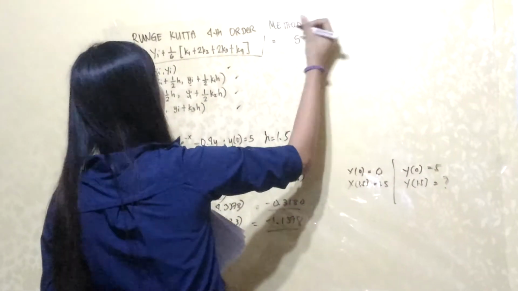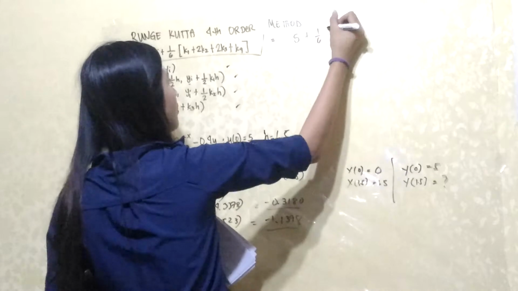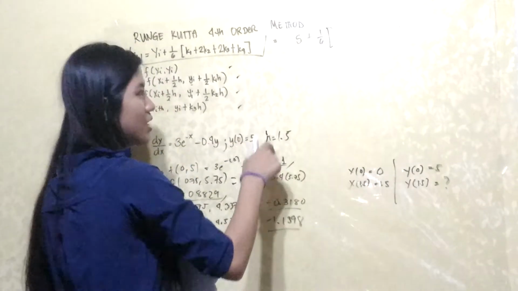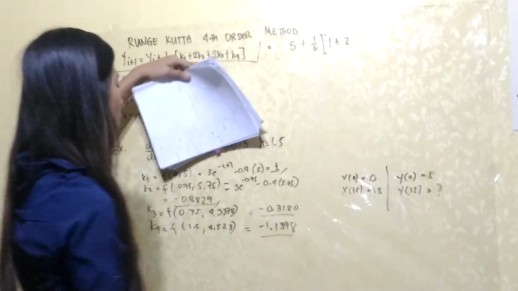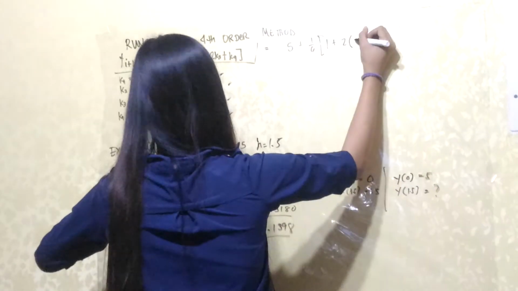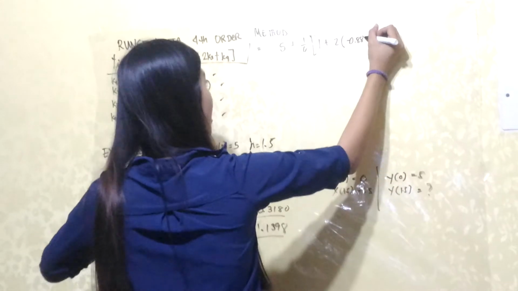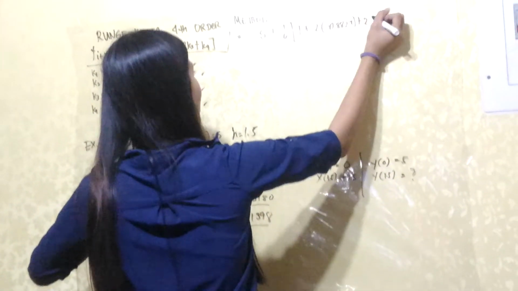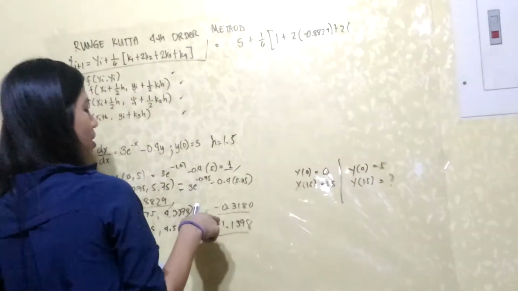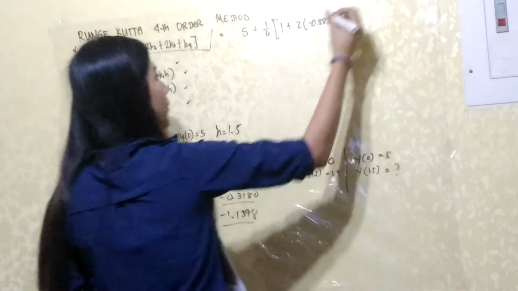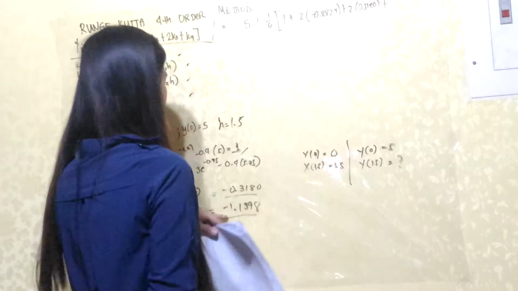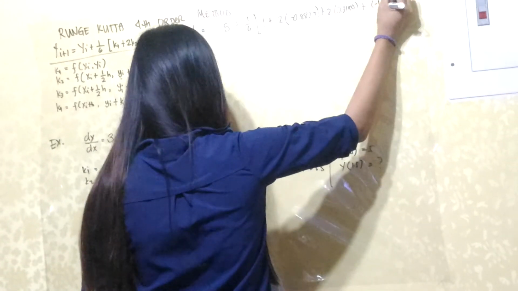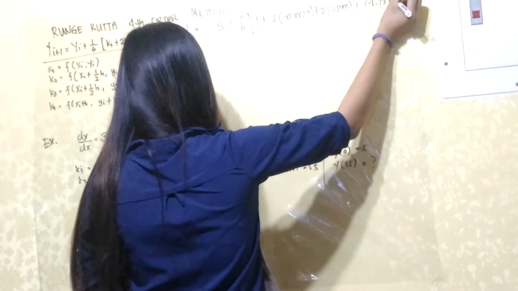So we just input the values or the constants here into this generic equation. So y1 would be 5 plus 1/6 multiplied by k1, which is 1, plus twice k2, so that would be 2 times negative 0.8829, plus twice the value of k3, which is negative 0.3180, and for the last one, this would be negative 1.1398.